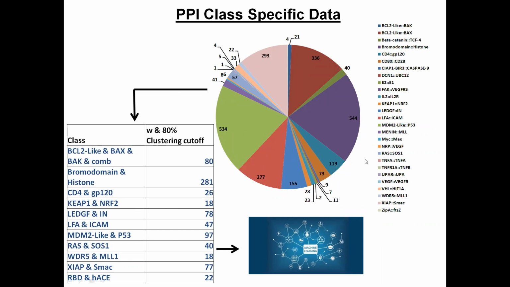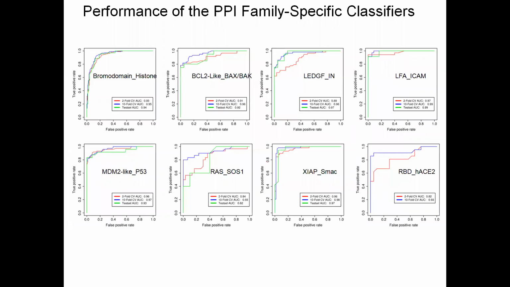After doing the clustering, we have done a clustering at 80%, because you don't want to include compounds which are very similar to each other. So for all classes it is really difficult to build a model, but at least for the classes where 30 or more compounds are available, you will be able to build similar class-specific predictors. I will not go over the details, but these are the machine learning models for classes like bromodomain, histone, BCL2, BAX, LFA, ICAM or RAS-SOS1.